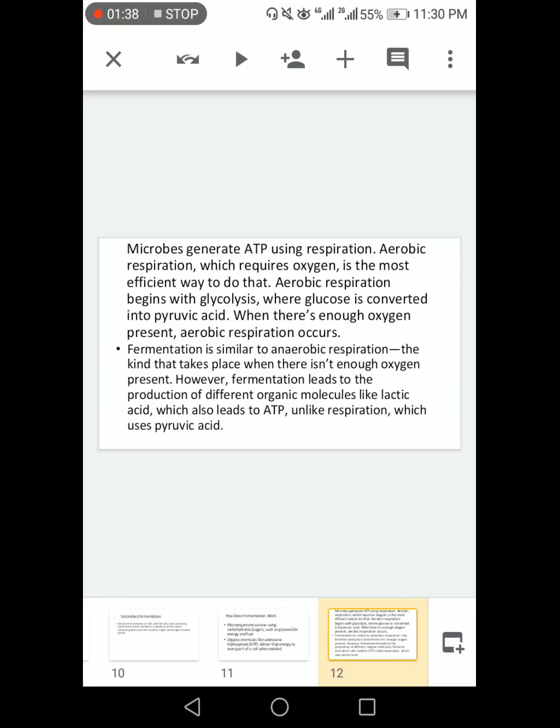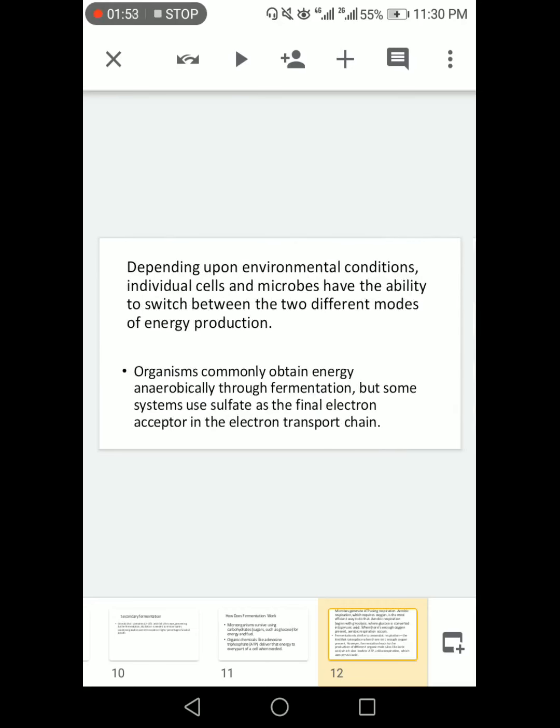the kind that takes place when there is not enough oxygen present. However, fermentation leads to the production of different organic molecules like lactic acid, which also leads to ATP, unlike respiration, which uses pyruvic acid. Depending upon environmental conditions, individual cells and microbes have the ability to switch between the two different modes of energy. Organisms commonly obtain energy anaerobically through fermentation, but some systems use sulfate as the final electron acceptor in the electron transport chain.